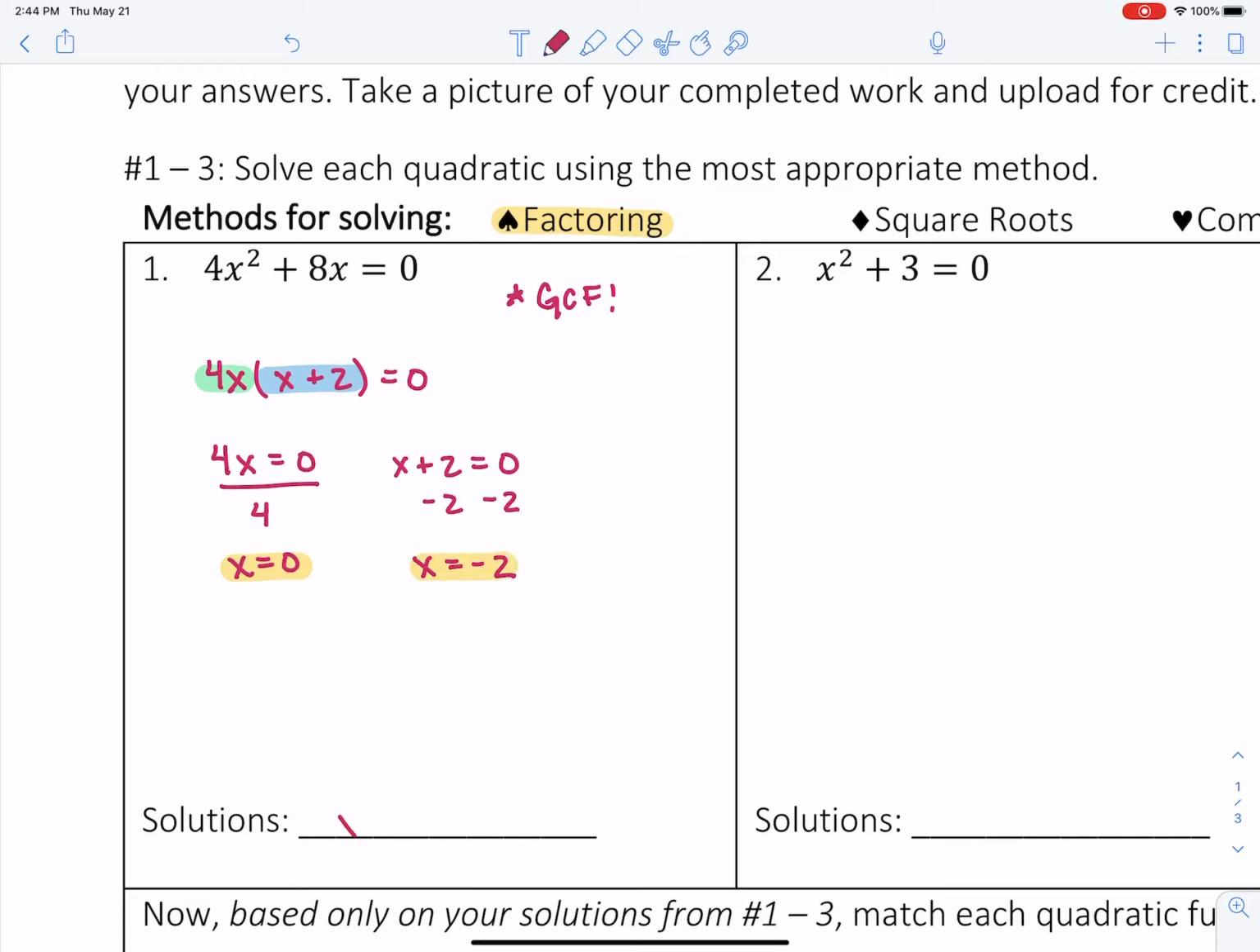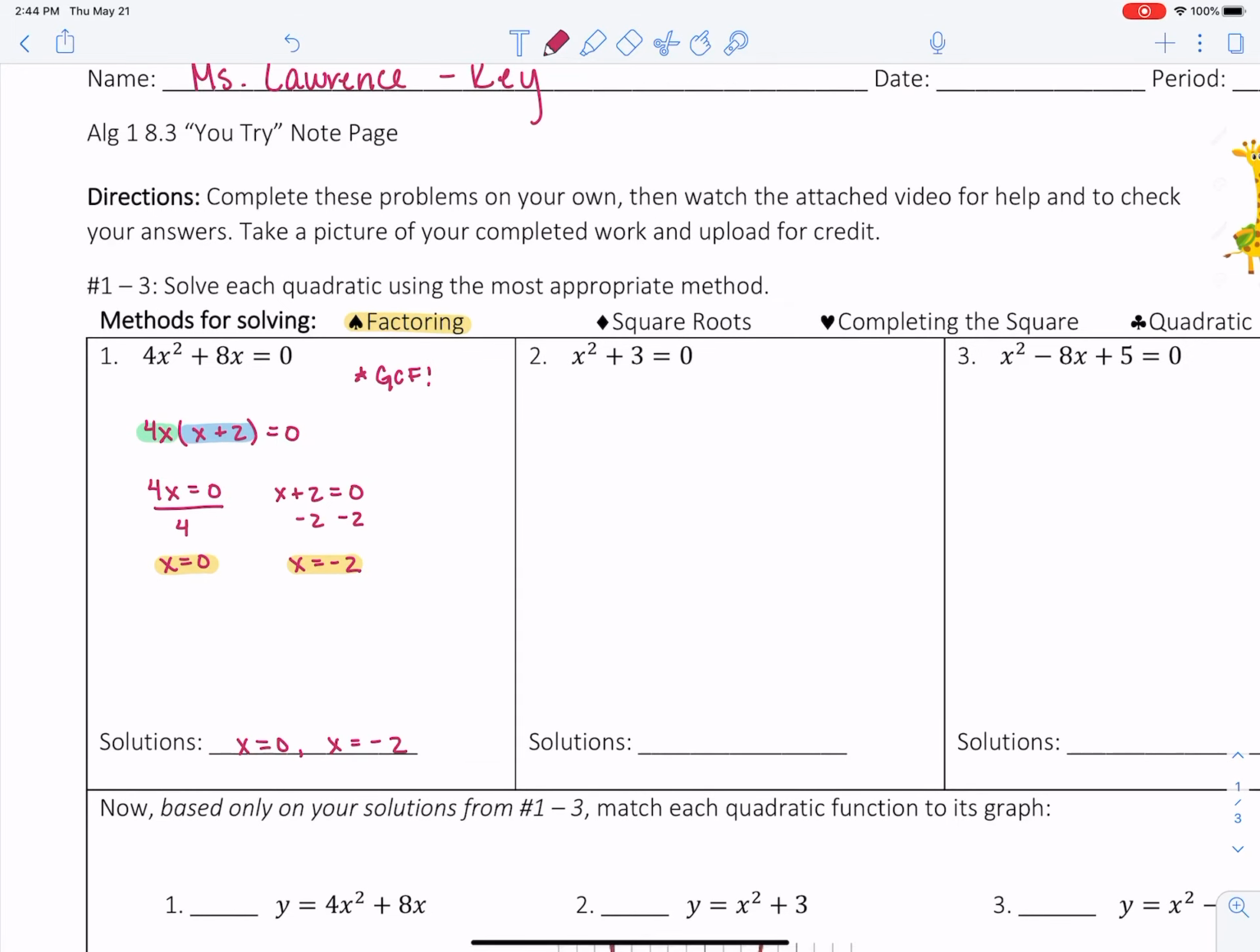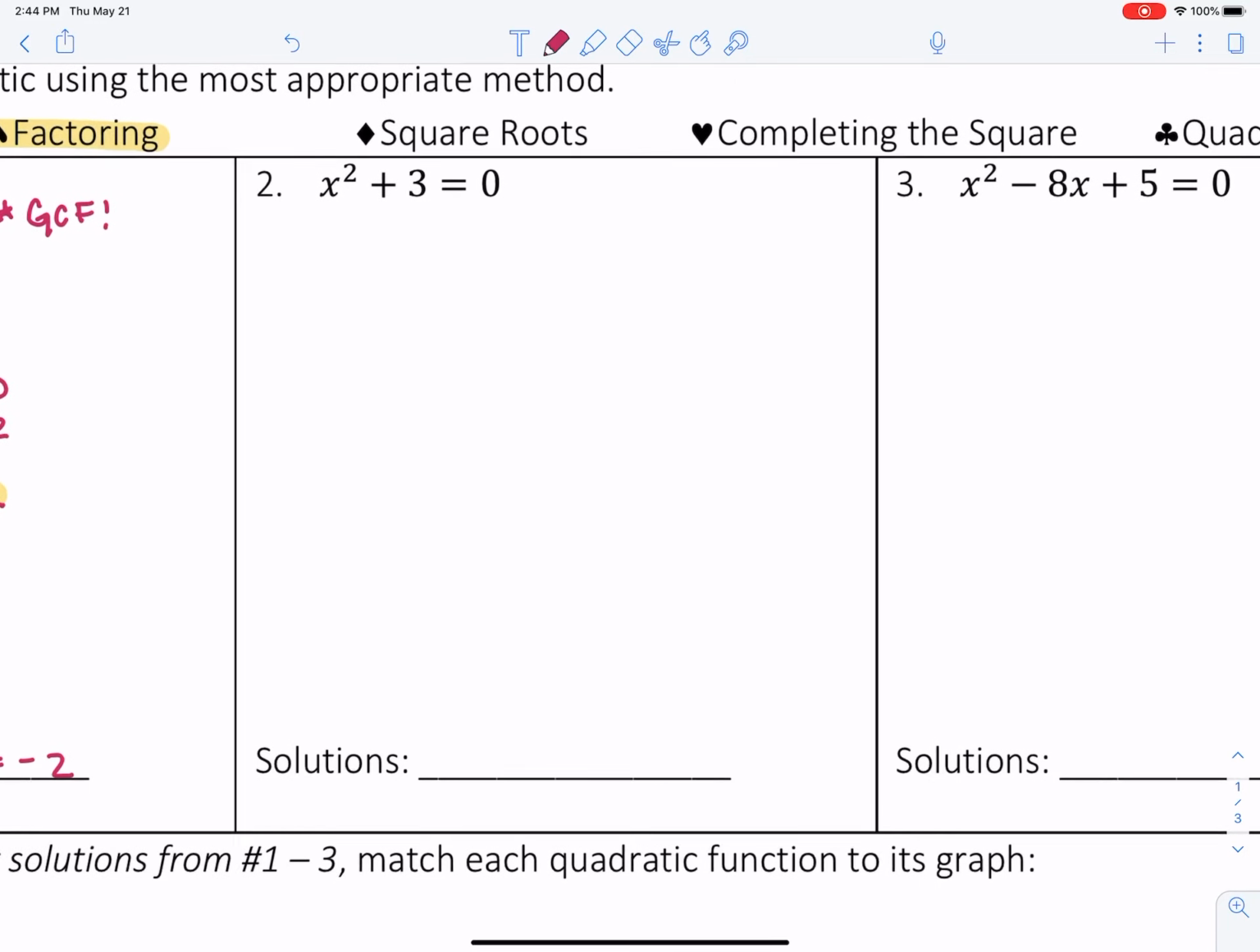I'm going to write that down here on the bottom so that we have everything ready to go for our second part. Okay, so that's number 1. We solved number 1. Now I'm going to look a little bit at number 2.